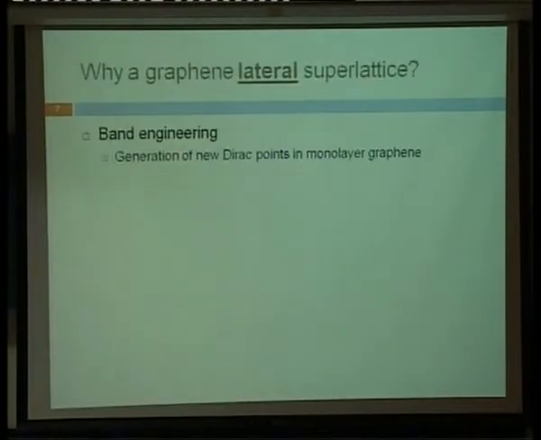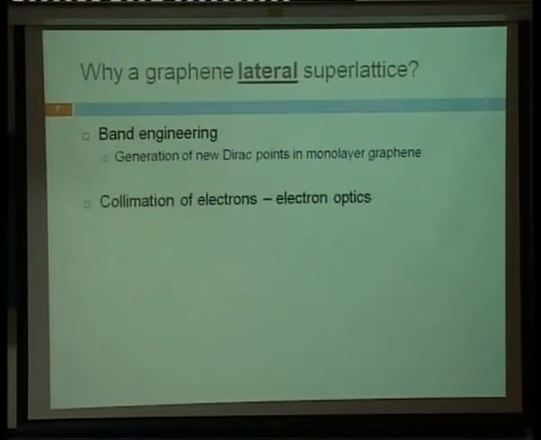Okay, so let me just repeat a little bit of what you said. We want to make a lateral superlattice of graphene. We want to do band engineering. We want to look at collimation of electrons, and I'll tell you where all of these things come together. And these actually happen at the same time.